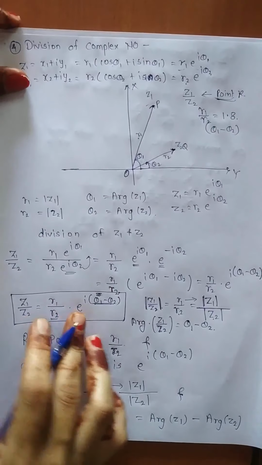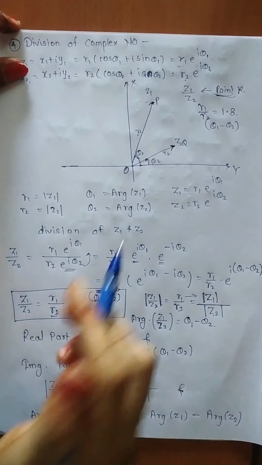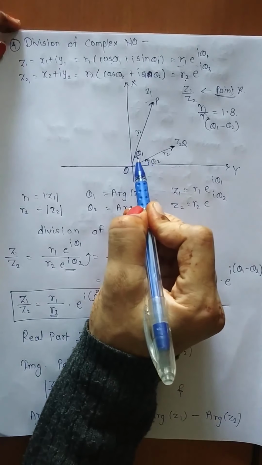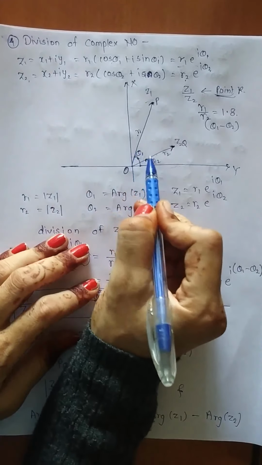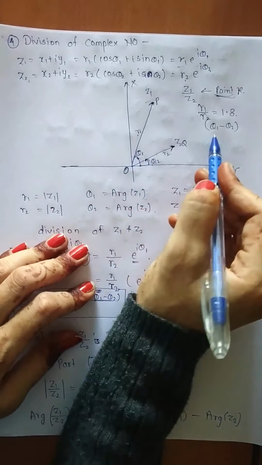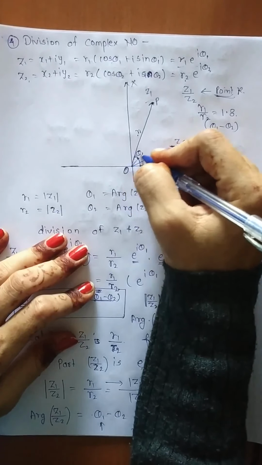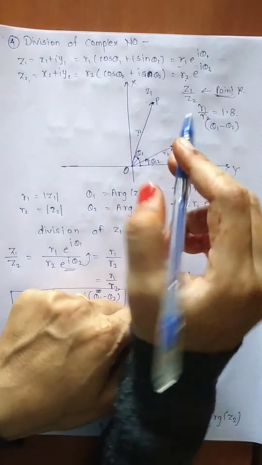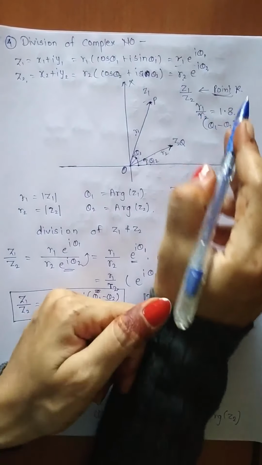Now if you observe, theta 1 is greater than theta 2, right? So if you subtract some value theta 2 from theta 1, so where it will be? It will come somewhere in between theta 1 and theta 2, because it is subtraction of theta 1 and theta 2. Means it will be somewhere over here. That angle will be in between theta 1 and theta 2. That is in between Z1 and Z2. And length of your OR is 1.8.